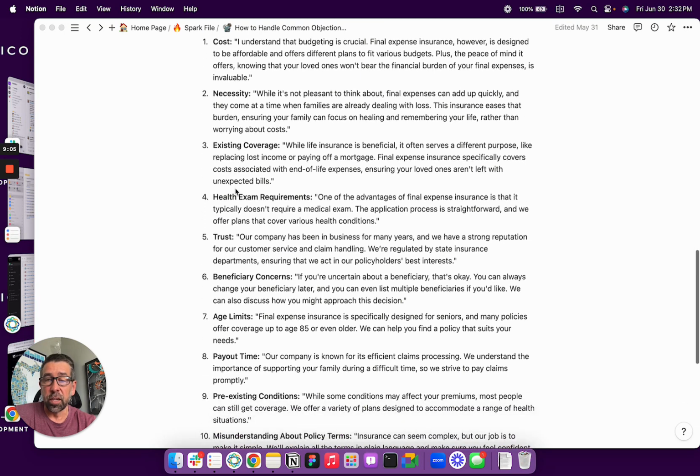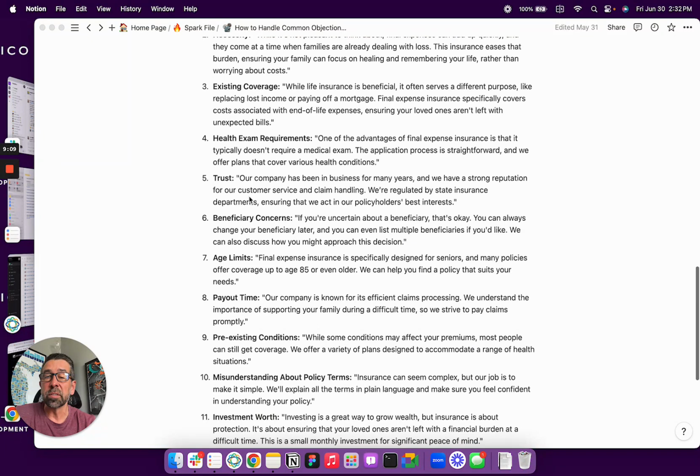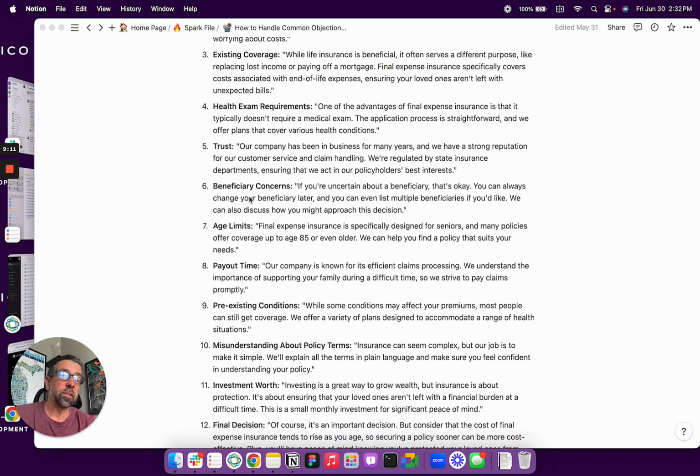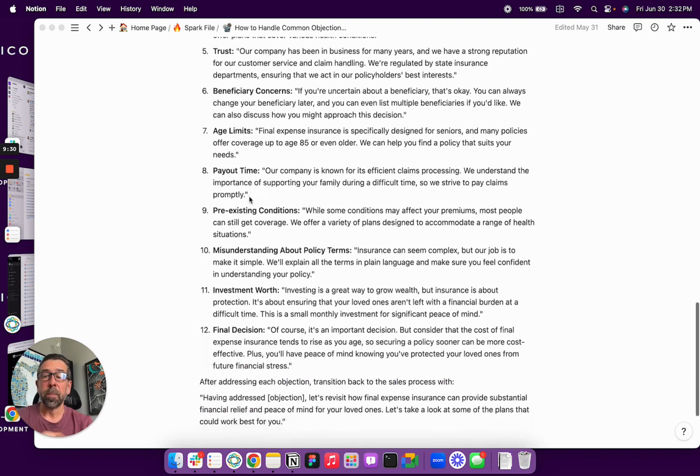Existing coverage, health exam required. A lot of these, particularly in final expense, are just misconceptions, right? Or things that they have associated with final expense or just life insurance in general, and they don't realize that final expense is sort of a special category and a very useful tool for folks that have encountered some limitations in more traditional or common insurance, right? And so this is super helpful to kind of list through these and document them.